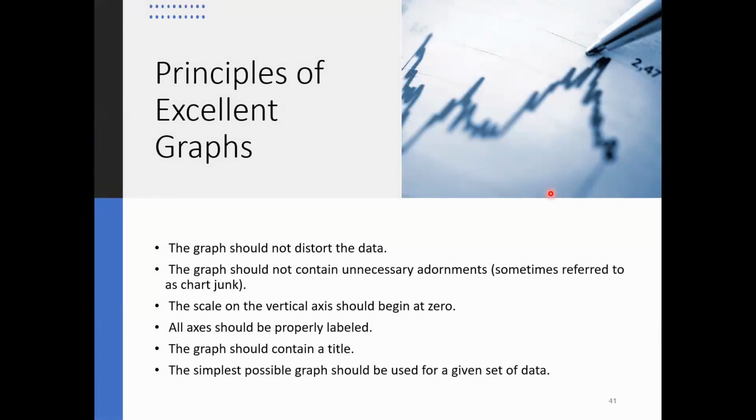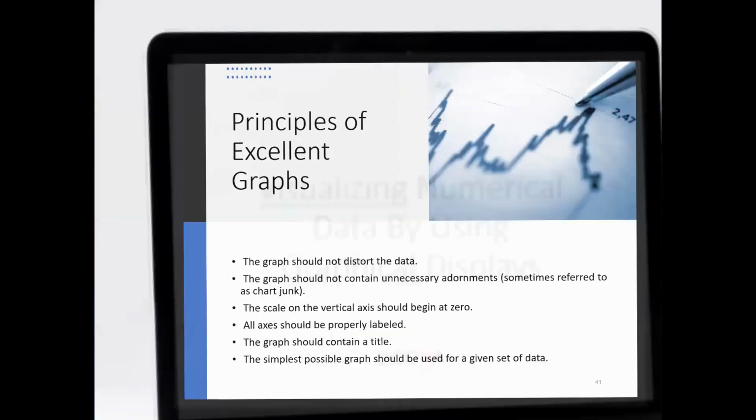So, next we have a look at principles of excellent graphs. This is an important area. We looked at organizing categorical variables. We looked at organizing numerical variables. Then we looked at visualizing categorical variables and visualizing numerical variables. So that part is done. Then when it comes to principles of excellent graphs, there are a few points that you have to keep in mind. The graph should not contain distorted data. The scale of the vertical axis should begin at 0. The graph should contain a title, likewise.